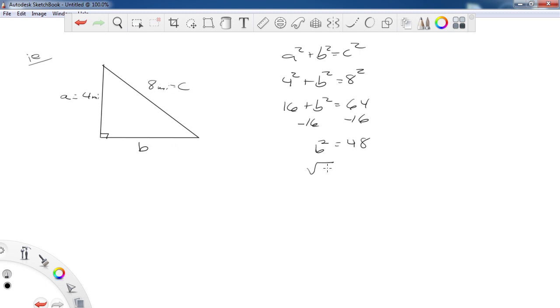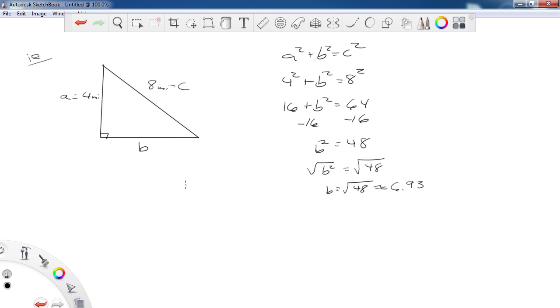So the square root of B squared is equal to the square root of 48, which means B equals the square root of 48. And again, that's not a perfect square, so you can either reduce that radical or use your calculator to estimate it. Using the calculator, the square root of 48 is approximately 6.93 if I rounded it.